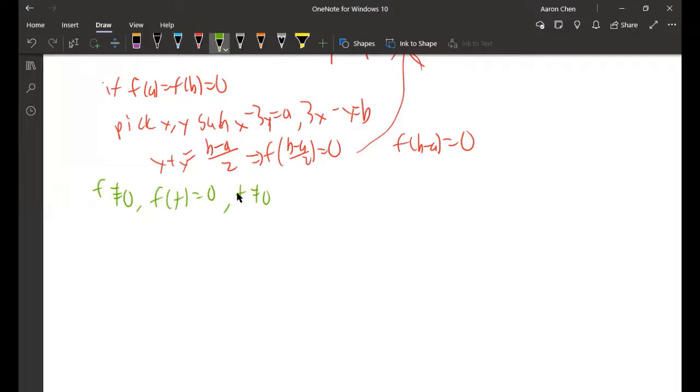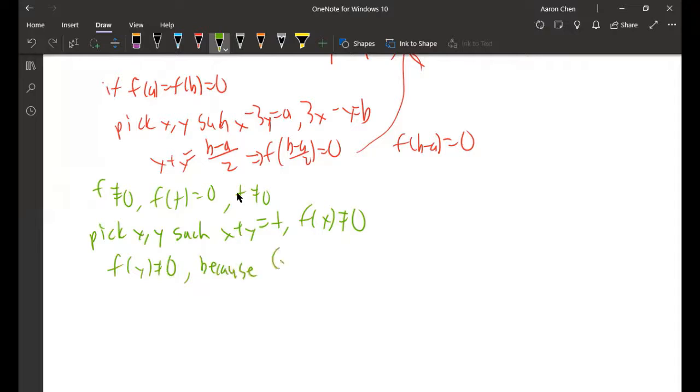And so now we can pick x, y such that x plus y is equal to t and f of x is not equal to 0. And so we can see that f of y is also not equal to 0 because we know that x plus y minus y is equal to x. And so that means that if f of y is equal to 0, then by this, we can see that f of x would also equal 0, which is a contradiction.